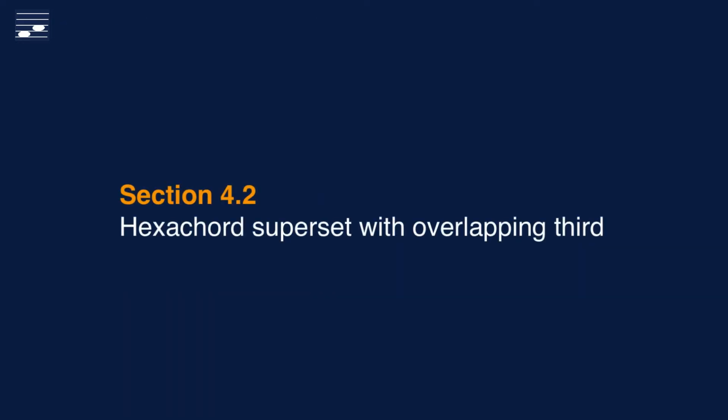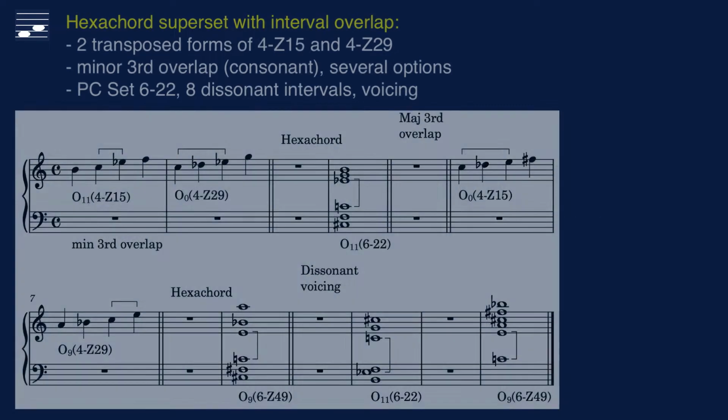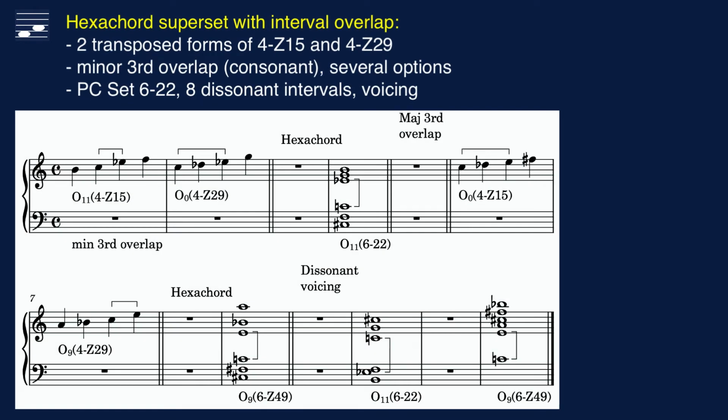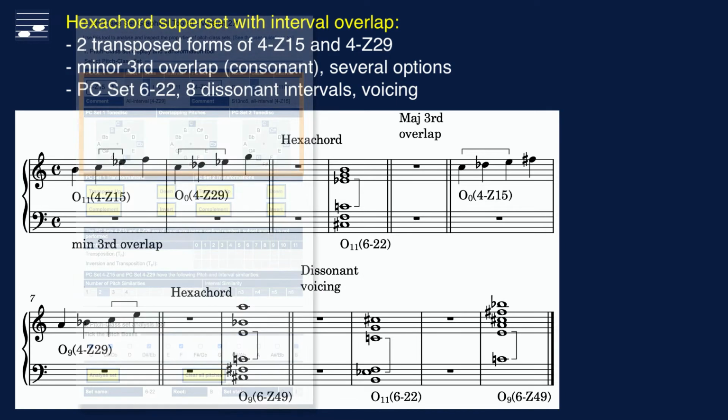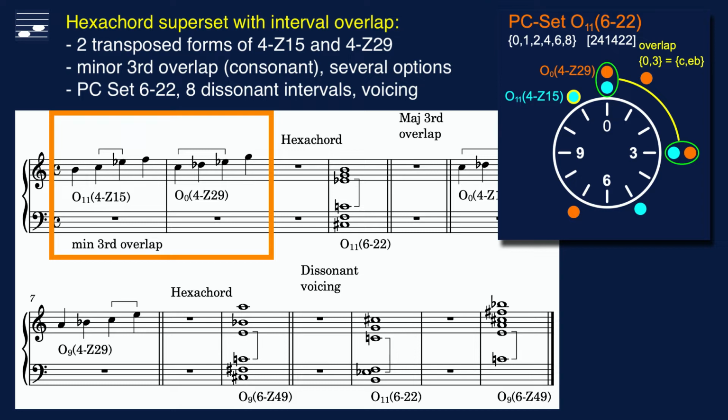Let's look at another atonal harmony transformation option, this time increasing the number of pitches to 6, a hexachord. These are obtained by inspecting the interval overlap during the transposition operation for one of the all-interval tetrachords. Here we take the consonant minor third between pitch classes C and E flat as the case study. Again, the Pitch-Class Set analysis tool on my website may be handy to find all options. We choose the combination of the original form of 4Z15 on root B and the transposed form on root C for set 4Z29.